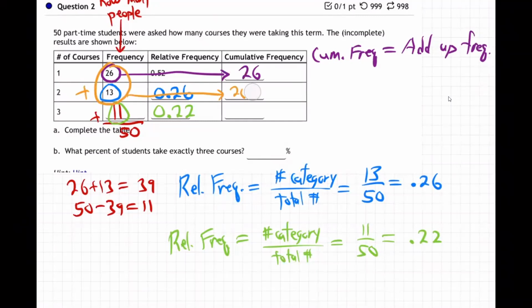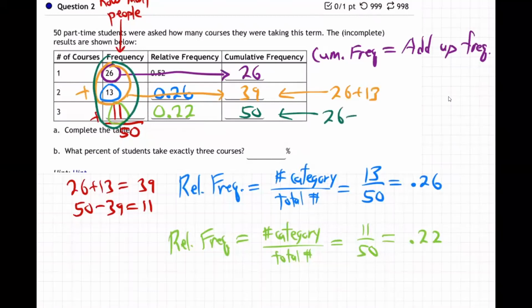Well, here, I'll just write the answer, which is 39. And how I got it was 26 plus 13. And then for the last one in the list here, I'm going to add up all 3 of those. That's going to come out to be the whole 50. And that was 26, 13, and 11.